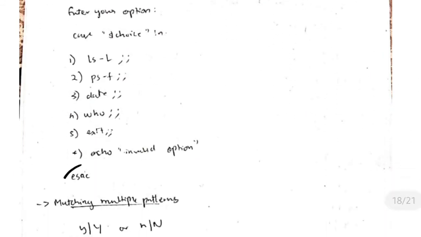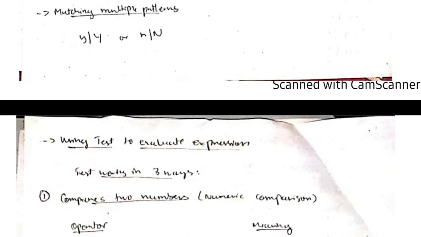We have the case conditional here. See, we started with case and we end with the reverse of case, meaning esac. That is the syntax of shell: whatever we start with, we write the reverse of it at the end. And if you have to match multiple patterns like small y or capital Y.